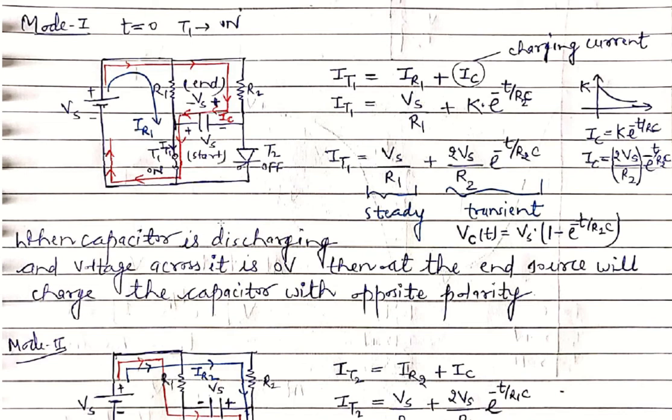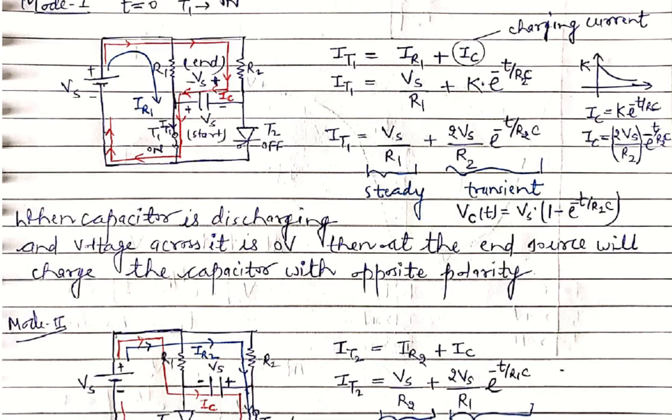And what will happen at the end of this mode? The capacitor polarity just reverses, minus plus VS. So when the capacitor is discharging, the voltage across it becomes 0 volt. Why 0 volt? Because if the capacitor discharges and reverses polarity to minus plus VS, then if we apply KVL in this loop again, VS minus VS equals 0. So the net voltage will be 0 across the capacitor when it is fully discharged. Then at the end, the source will charge the capacitor with the opposite polarity. So at the end, the polarity will be minus plus VS.